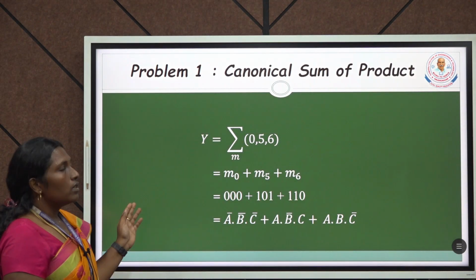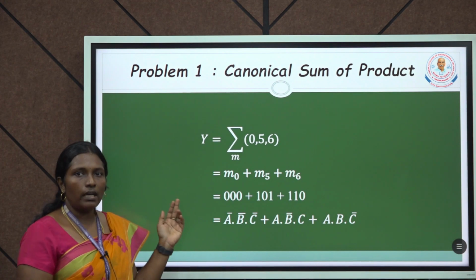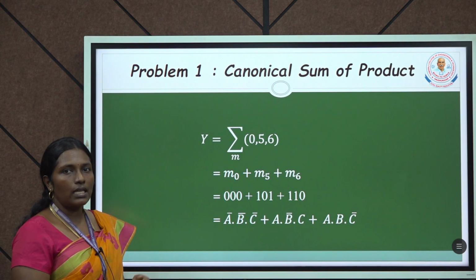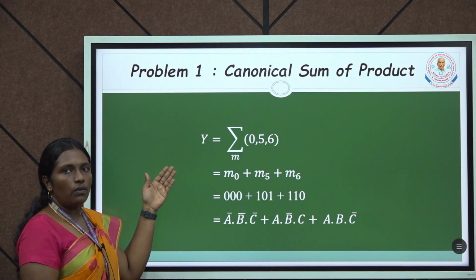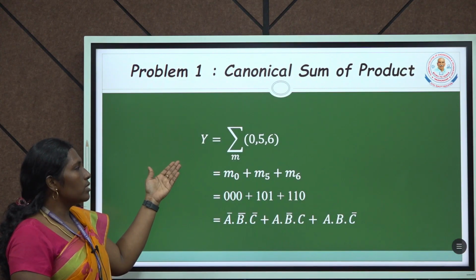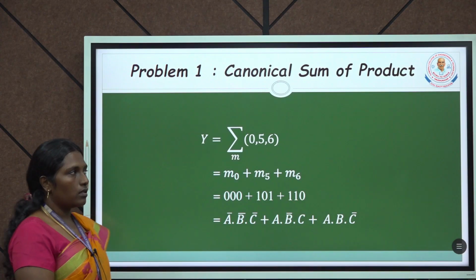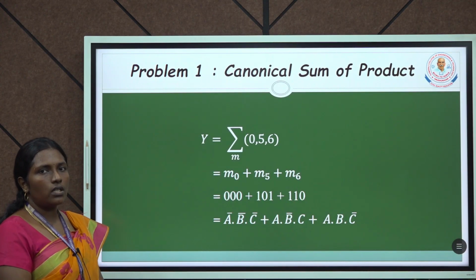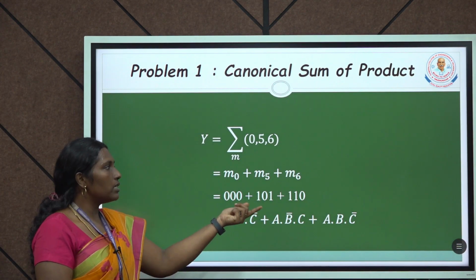Let us see an example problem. As I already said, we have stated the truth table, and from the truth table we analyzed and wrote the expression. From the examination point of view, we will get questions like y equal to summation of m 0 comma 5 comma 6. For this question, we change it into minterms: minterm 0, minterm 5, minterm 6.